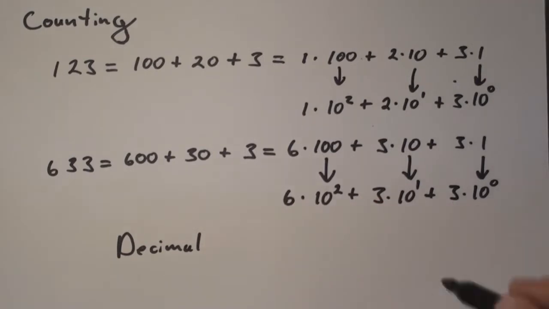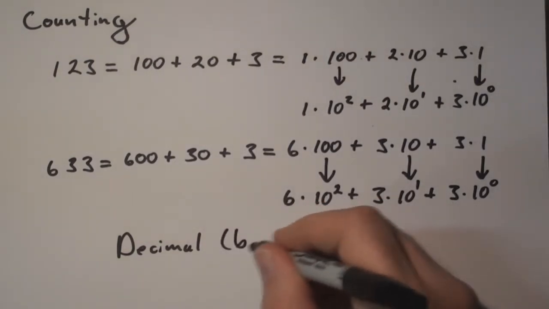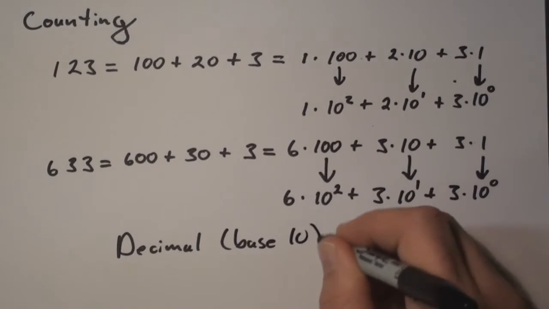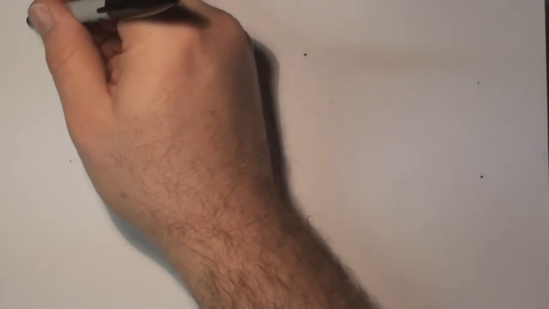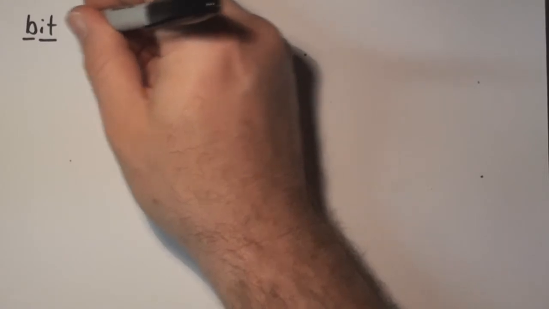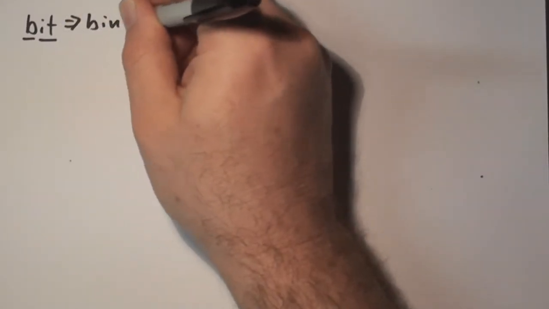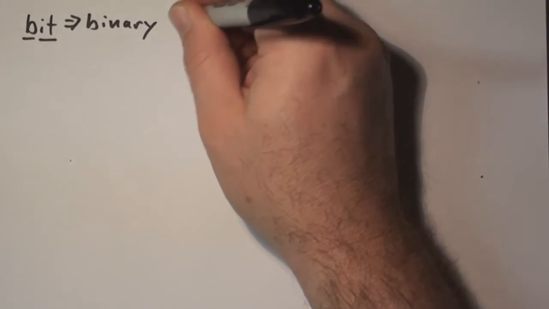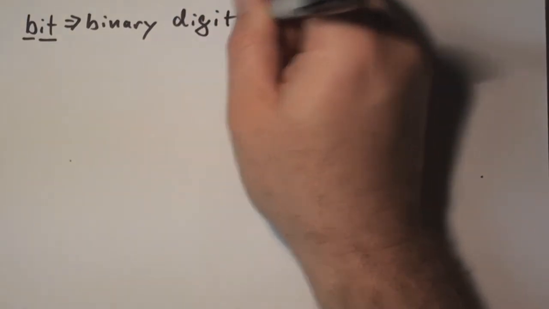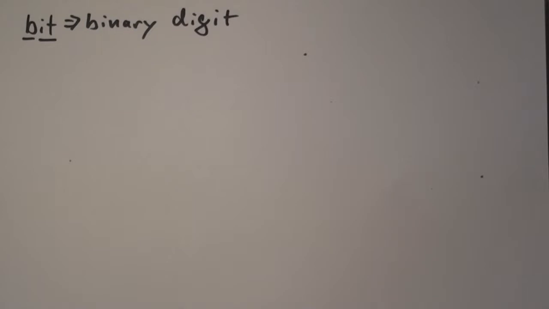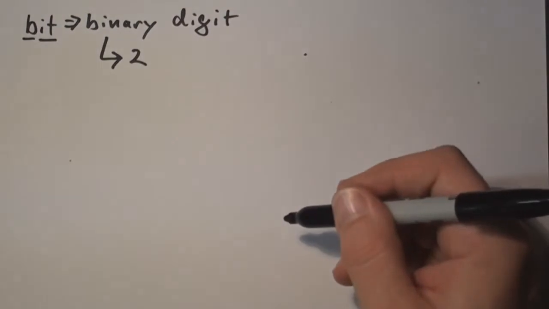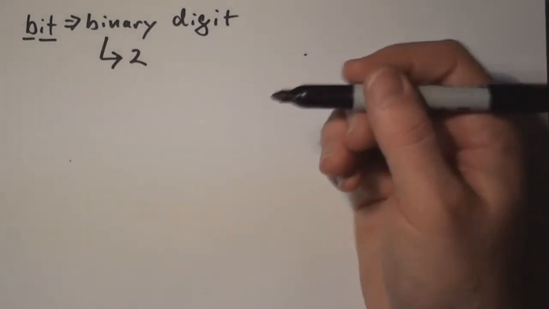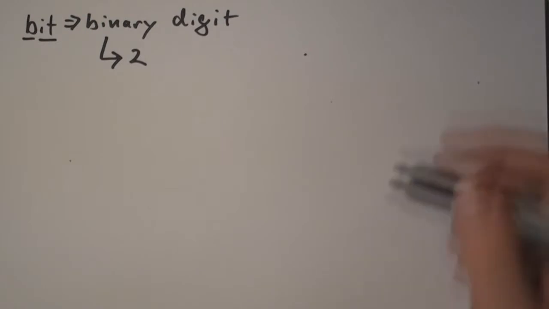This is decimal, or because our exponent base is 10, it's a base 10 number system. But computers aren't very good at base 10, so we need to learn some binary. And the quintessential binary digit is called a bit, which is just short for binary digit. Bit, binary, digit. And in binary, there's only two numbers, 1 and 0.